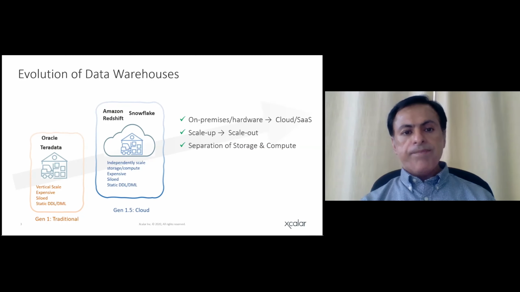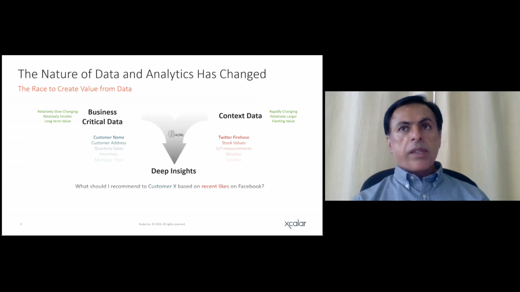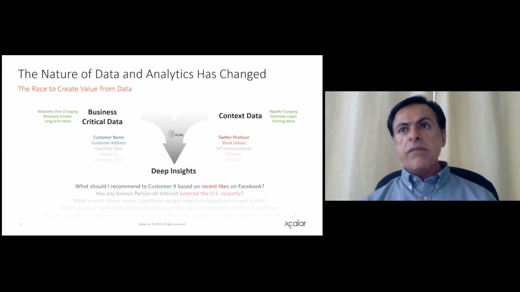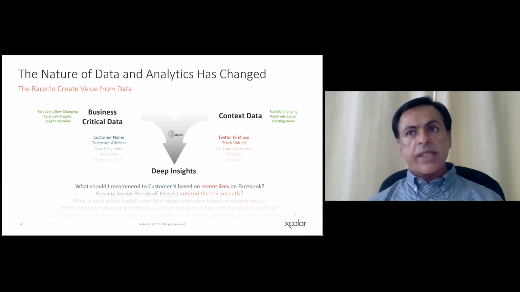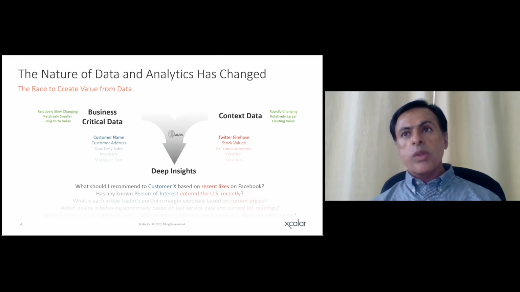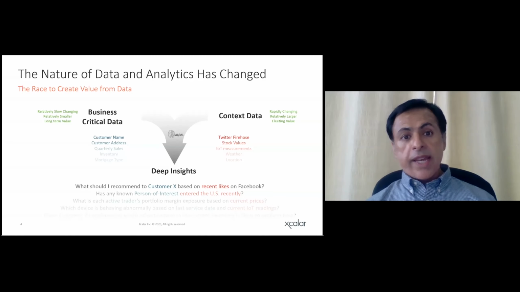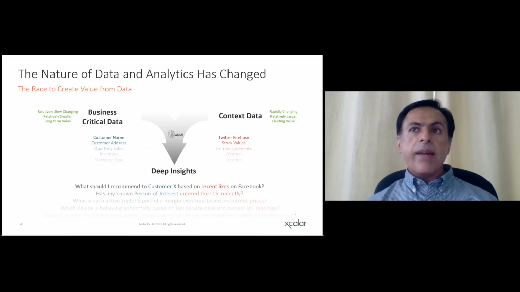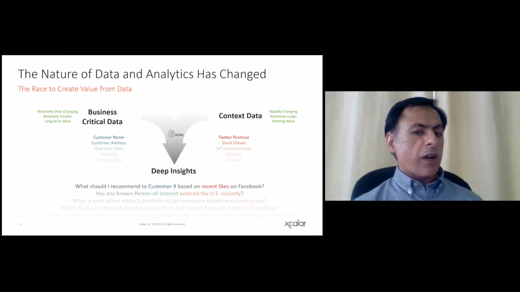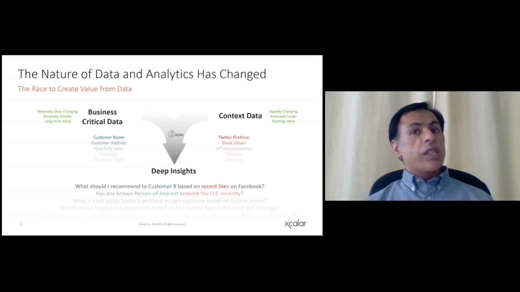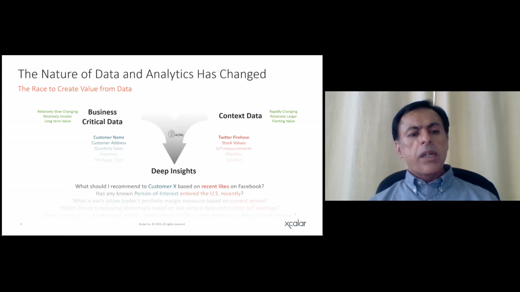So next slide, please. If you think about why that has been the case, the reason is that the problem set they were solving hadn't really changed very much. And the world we live in today is very different. The nature of data and analytics has changed. There's a significant race to create value from data. What that means is a lot of organizations are trying to combine different types of data. On the one hand, you've got the business critical data, things that you've traditionally held in data warehouses, like customer name, customer address, and quarterly sales. These tend to be relatively slow changing. They're relatively smaller in size, but they have long-term value.